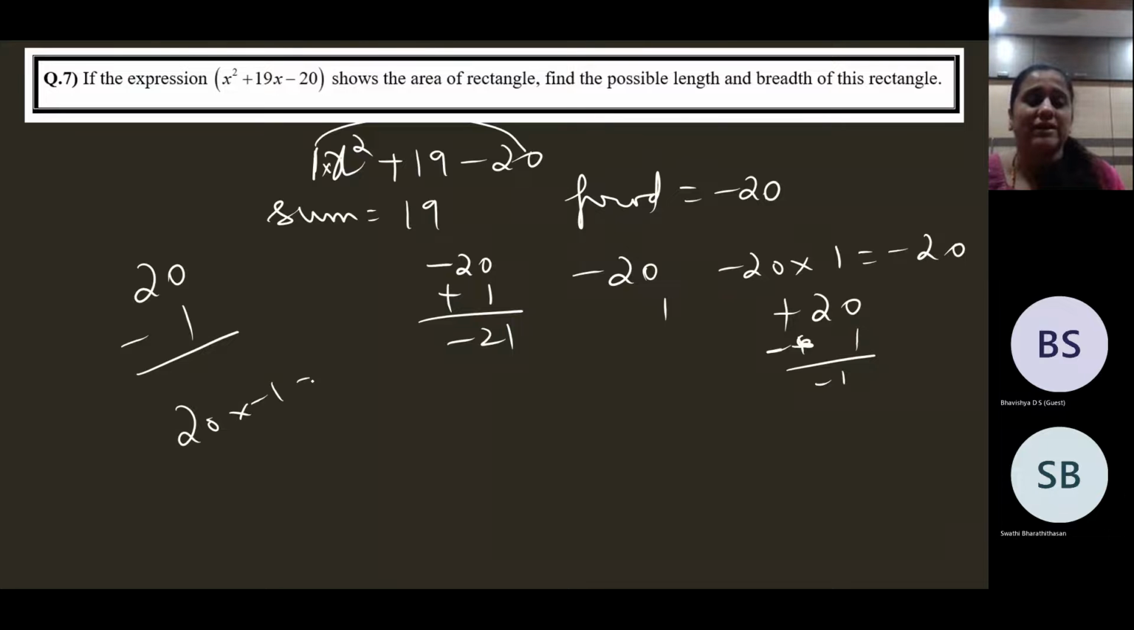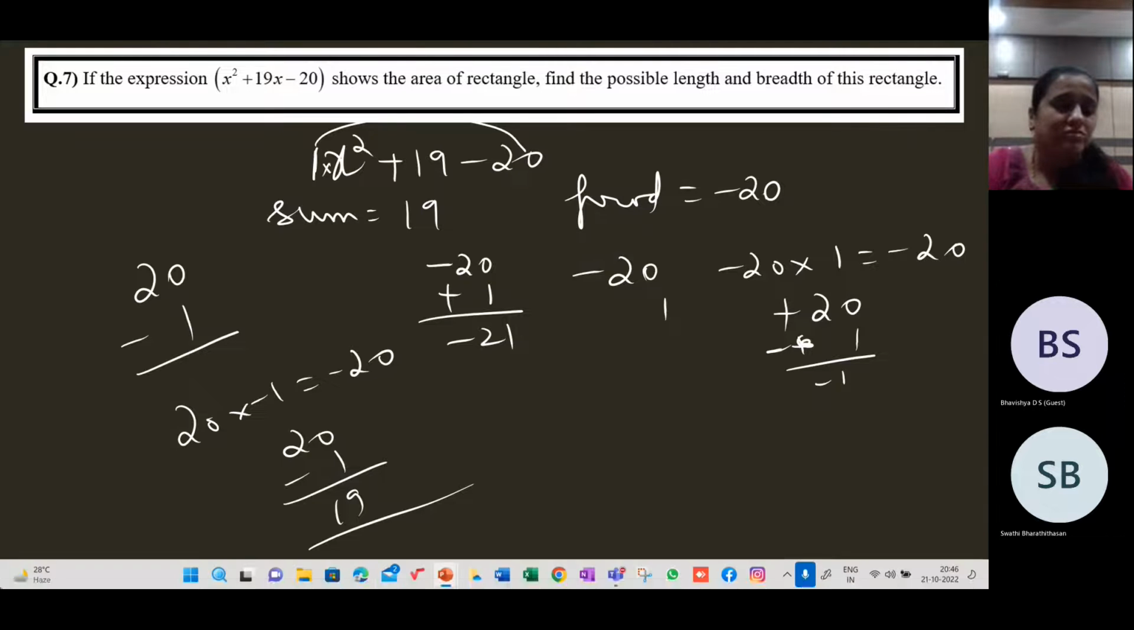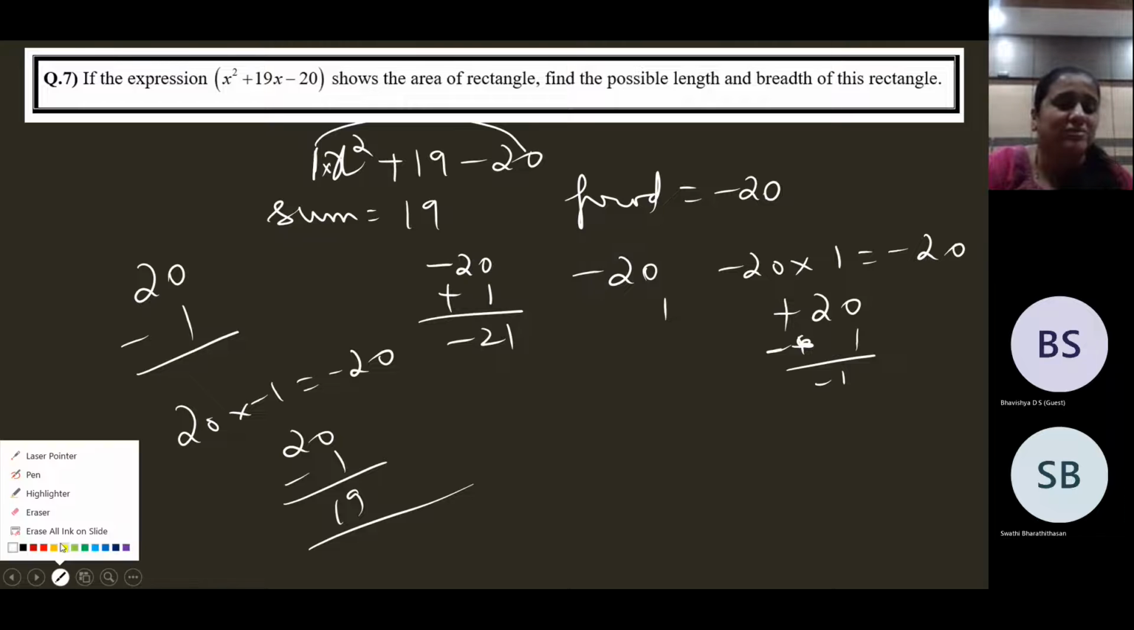20 into minus 1 is minus 20. And 20 minus 1 is 19, plus 19. Very good. So I'll show you the answer. We have to factorize this expression.